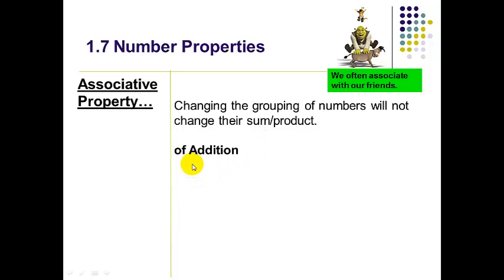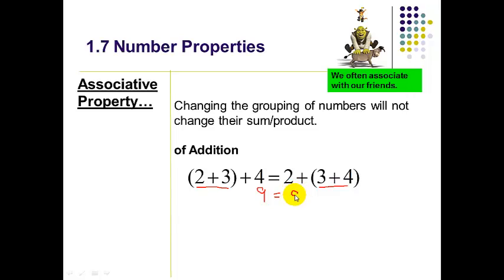So, the associative property of addition: 2 plus 3 plus 4. Remember that we do the parentheses first. 2 plus 3 is 5, plus 4 is 9. And over here, we do 3 plus 4 first. 3 plus 4 is 7, plus 2 is still 9. Again, there's that check. We're just verifying that it works.